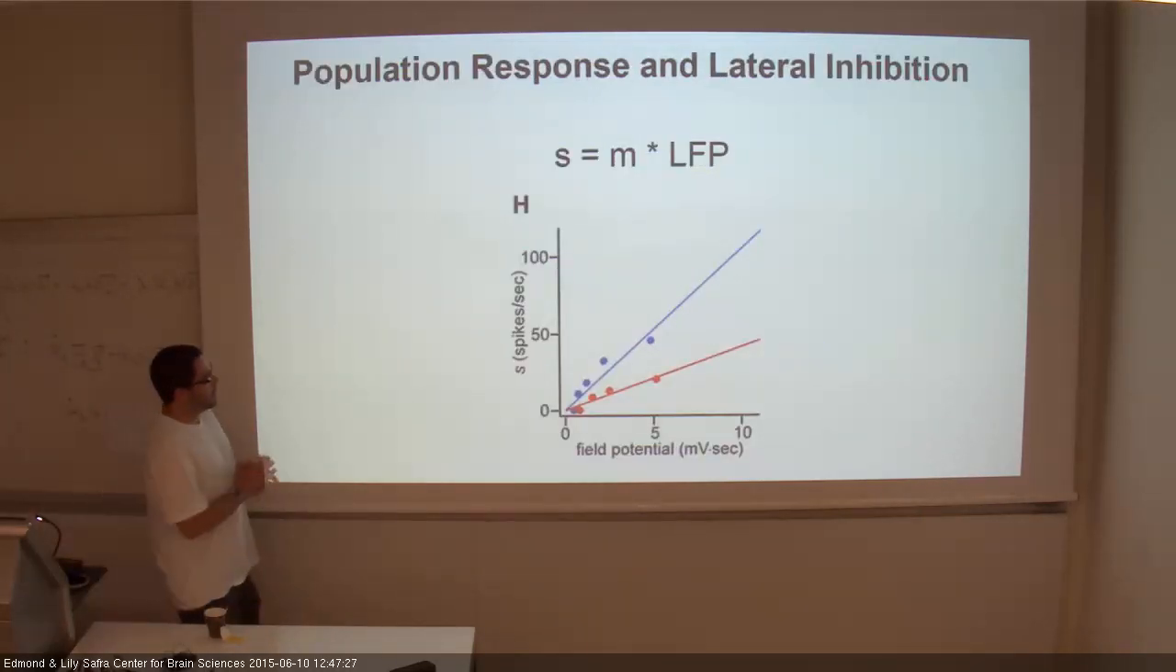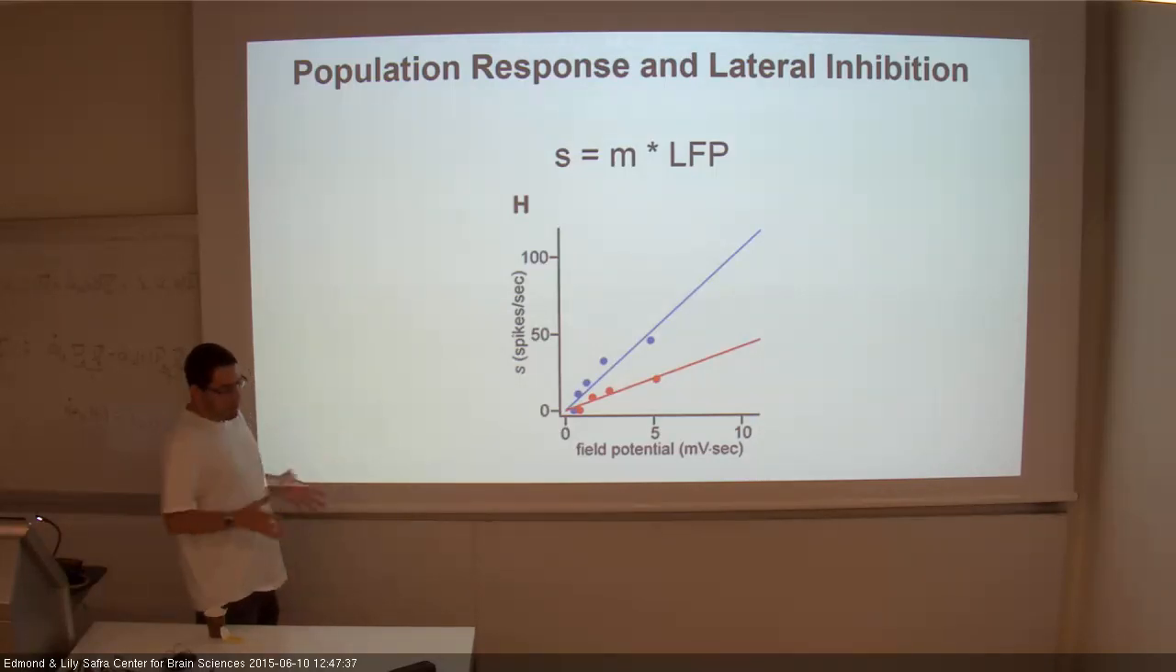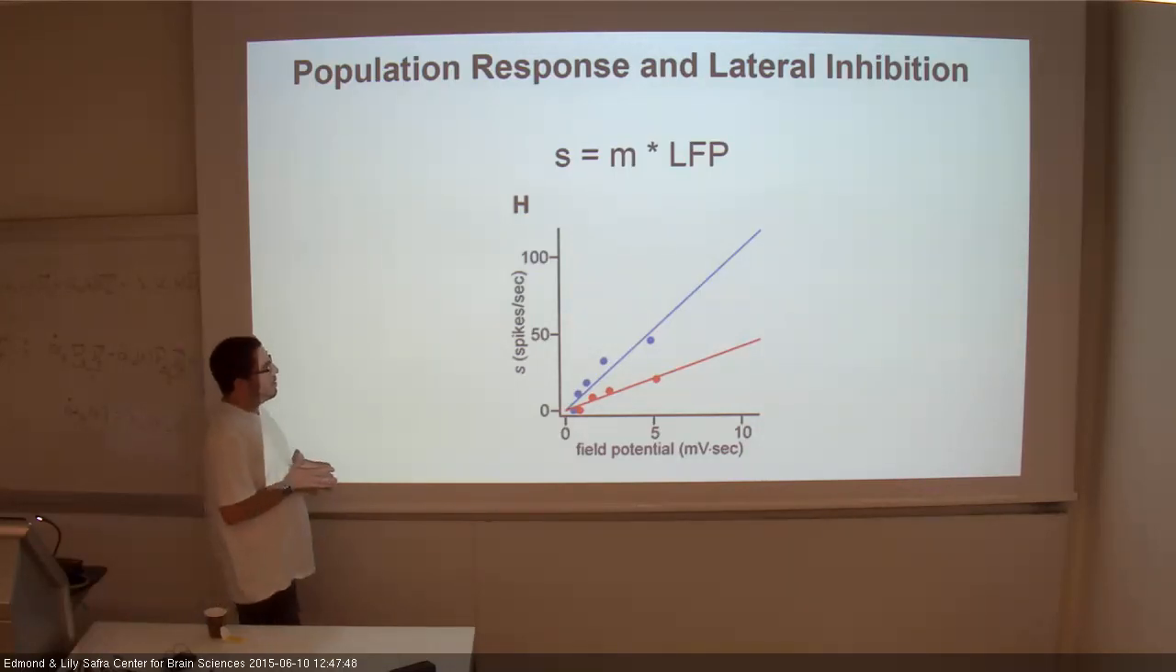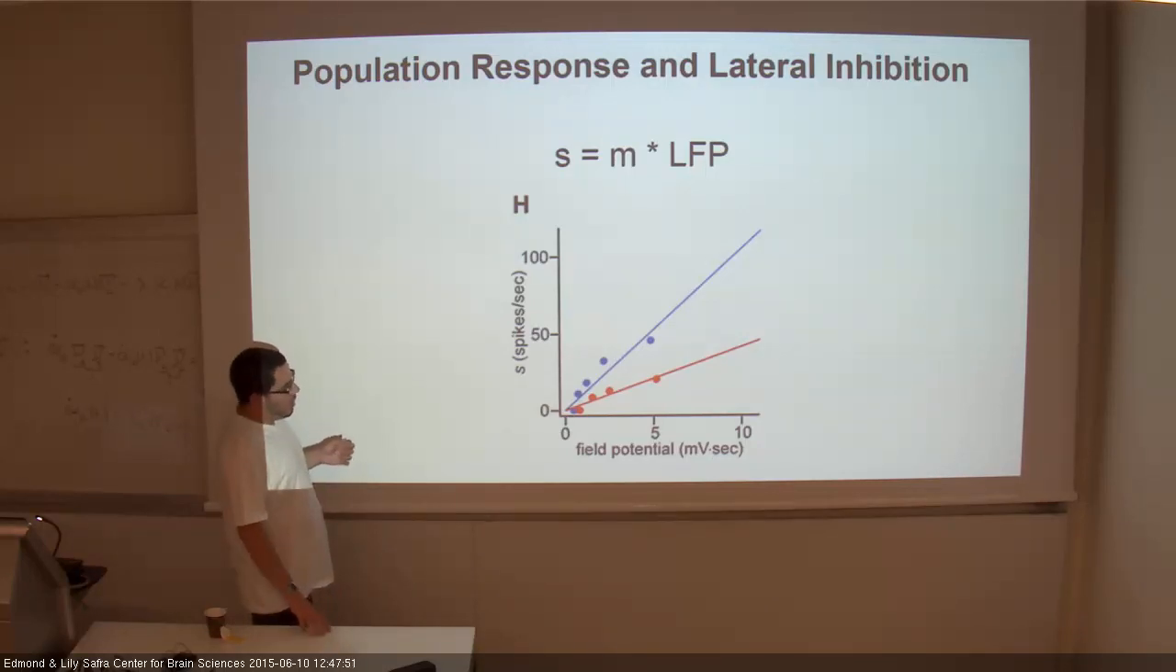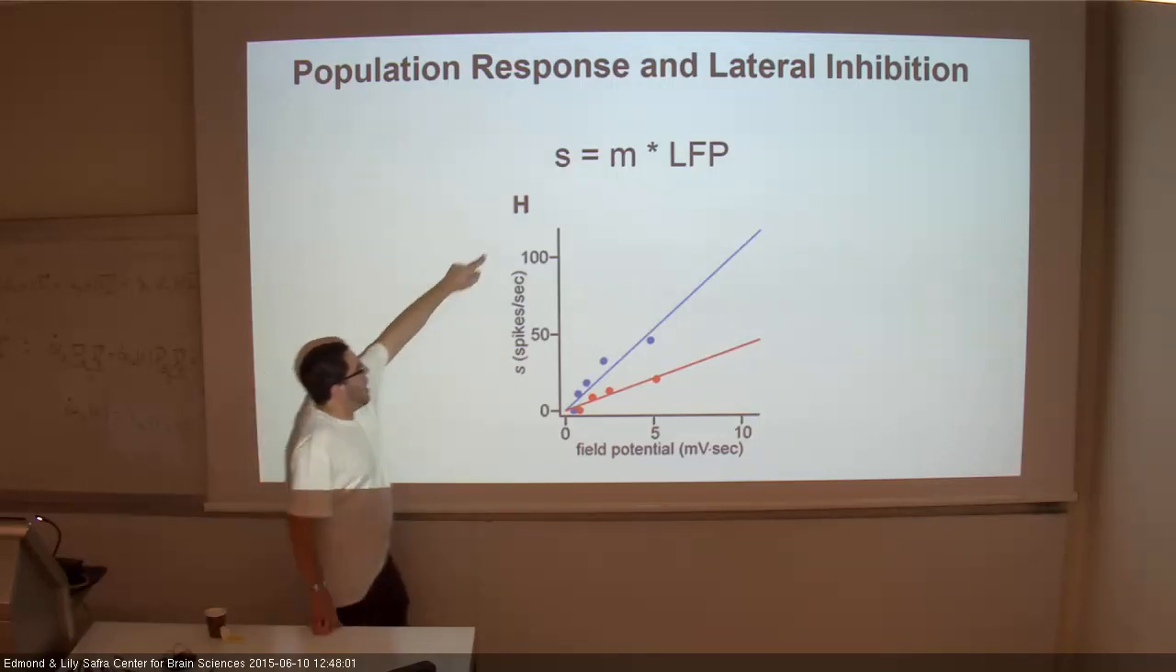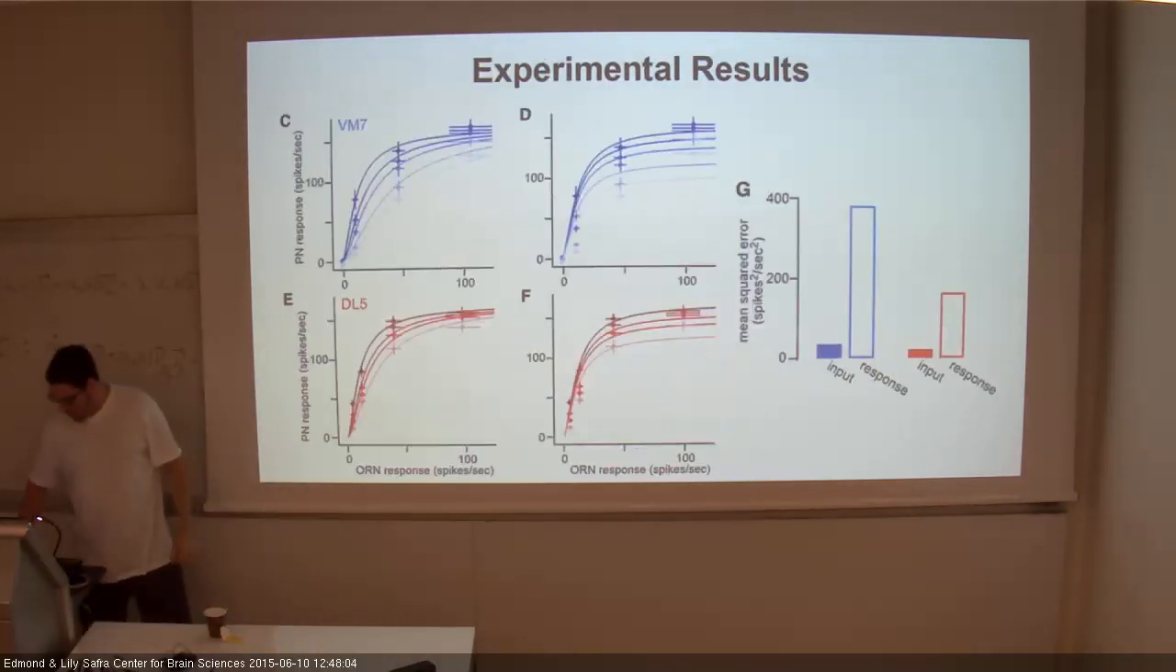So the next thing that they did is they wanted to quantify how exactly does this lateral inhibition happen? What features of the population of olfactory receptor neurons and projection neurons can we use to quantify what kind of inhibition or how much inhibition we'll get? So actually what they did was they found the LFP in the area of the glomeruli, and they found that there's actually a linear relationship between the LFP and this S value that we had in the input gain control equation.